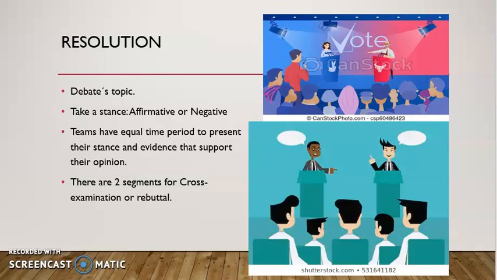First, the affirmative party or group will have no more than 6 minutes to present a speech stating their stance and providing evidence that support their beliefs. The same amount of time will be given to the negative or opposing party. They will present their stance and all the evidence that back up their opinion. After each speech, there is a segment for cross-examination or rebuttal, where opponents make questions and openly debate the topic.